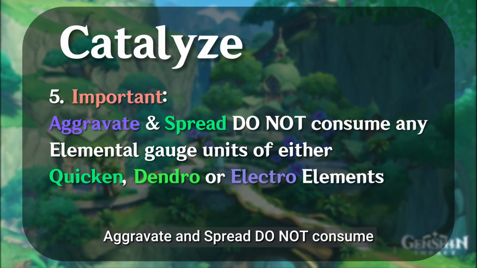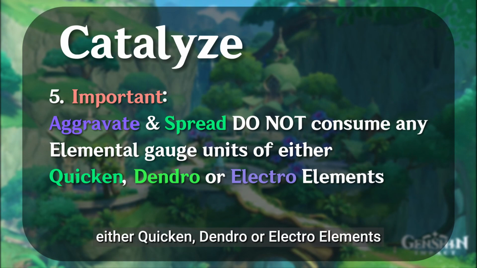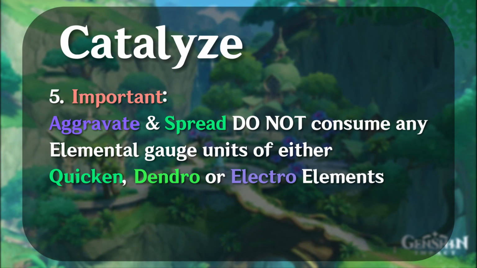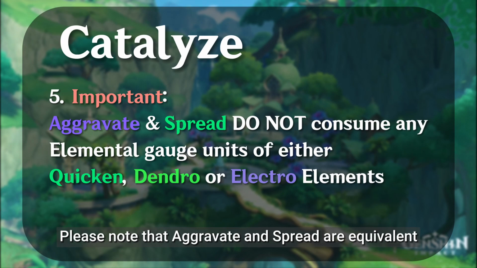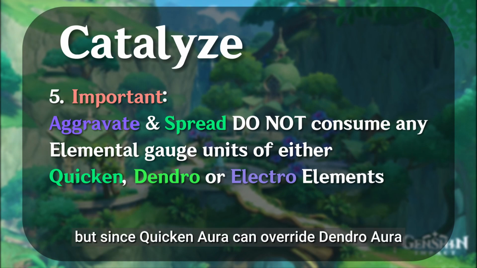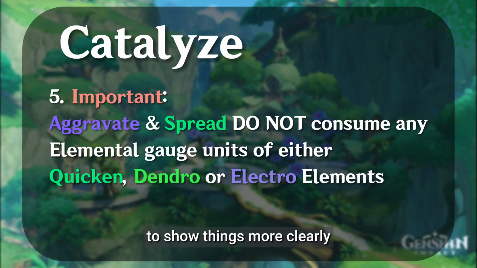5. Aggravate and Spread do not consume any elemental gauge units of either Quicken, Dendro, or Electro elements. I'm going to use a couple of clips to verify this. Please note that Aggravate and Spread are equivalent, but since Quicken Aura can override the Dendro Aura, I will just use Aggravate in the next few demos to show things more clearly.